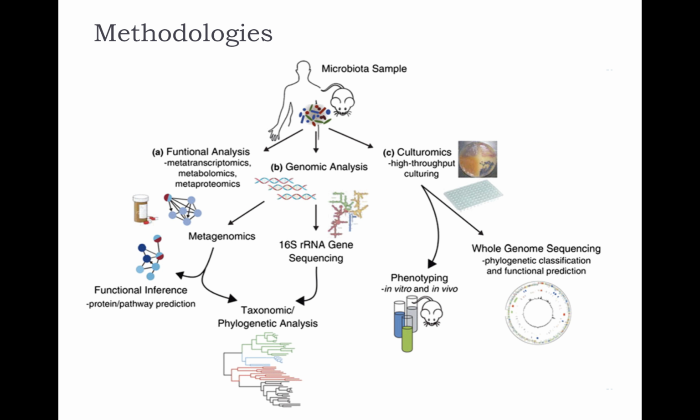Although he does have a lot of tricks where you can do it fast. You can have lots of different conditions, lots of different atmospheres, lots of different media, and so forth. Then you can do metagenomics, where you extract the DNA and sequence it, and you can start making functional inferences, as I mentioned before. You can do the taxonomic analysis. You can do that with 16S as well.